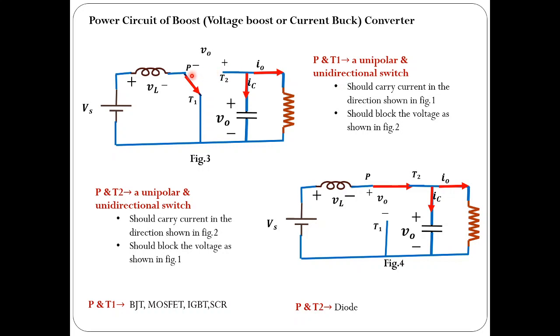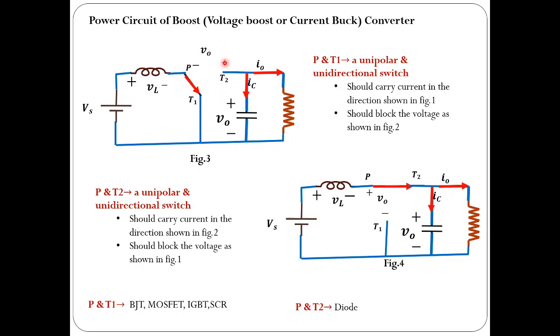And we know we can control the output current or output voltage by controlling the switch between P and T1. I'm sorry, between P and T1. Okay, you should have a control switch between P and T1. And so as long as this switch T1 is conducting, this inductor is going to be energized, and for the remaining time, the switch between P and T2 is going to carry the current.